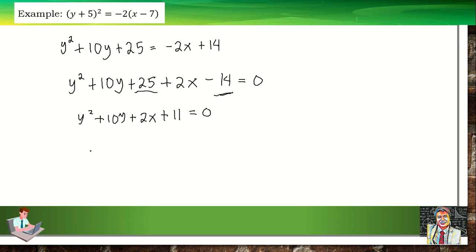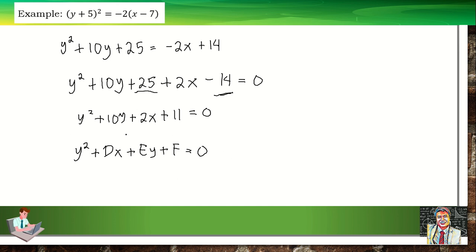Sabi, i-transform daw natin and write the equation in the general form. Alin man doon sa dalawa, since y squared ang naka-squared, so yung general form for y squared, which is y squared plus dx plus ey plus f is equal to 0.